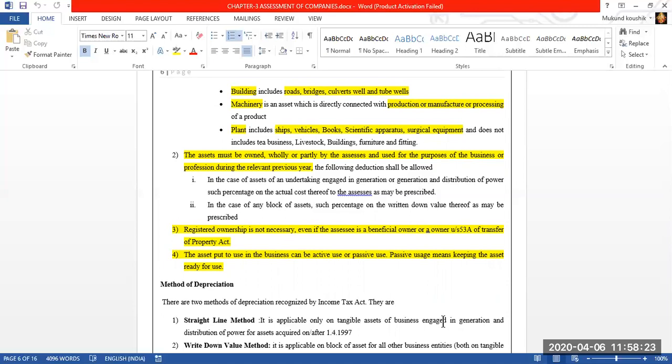That means the asset can either be owned wholly or partly by the assessee, and such asset must be put to use in the relevant previous year for conducting business or profession. Then only you can claim depreciation on such assets.